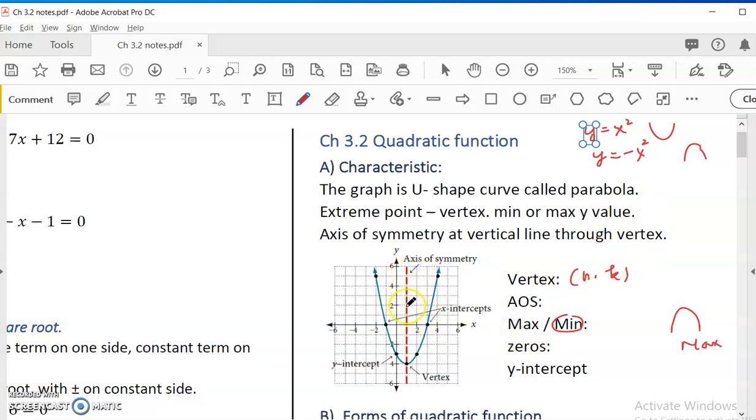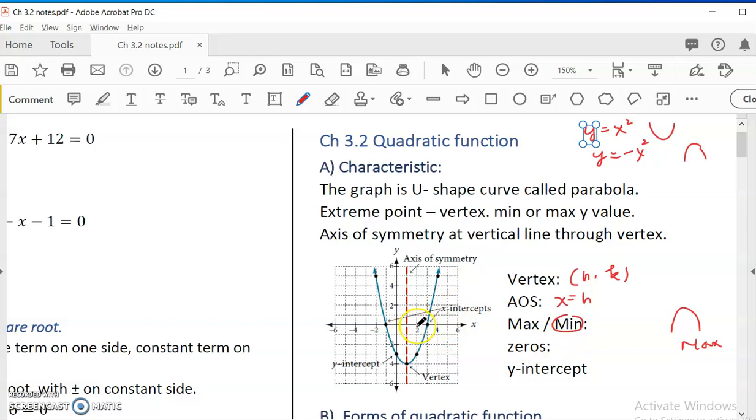The axis of symmetry is a vertical line that is not part of the quadratic or the parabola, but it cuts the parabola into two equal parts, so they are symmetrical on both sides. We call it the axis of symmetry. It is a vertical line, so we write it as x equal to h because it passes through the vertex.